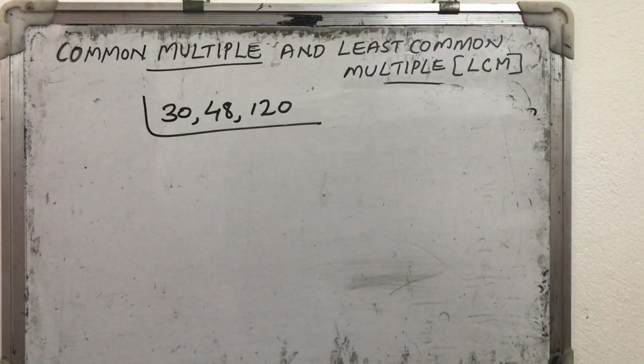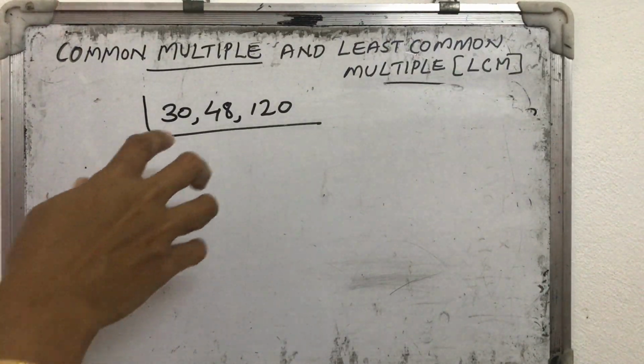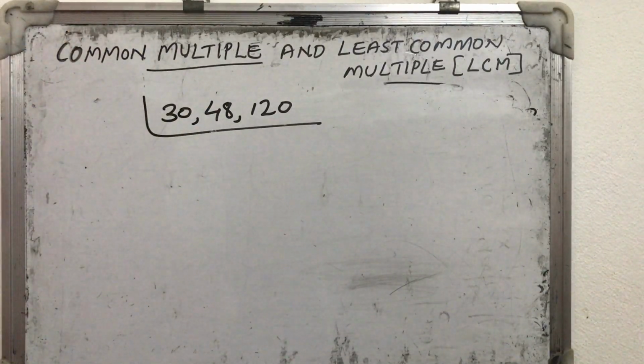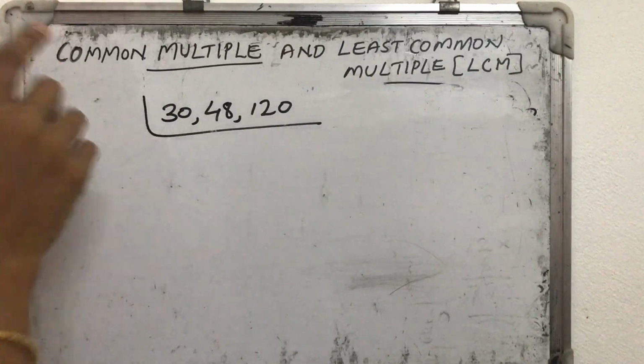But in the case of finding LCM, we can take any prime number which is divisible into at least one number.